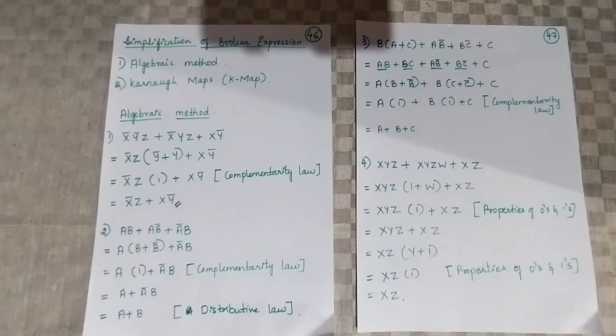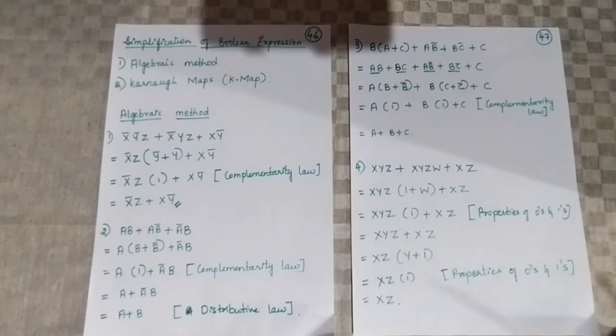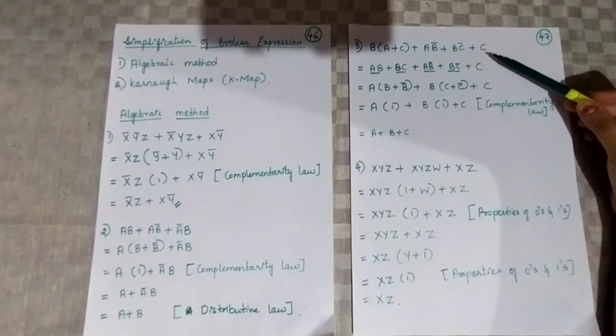So A plus A complement B results in A plus B, that is by the distributive law. That is the third distributive law which we had seen. X plus X complement Y results in X plus Y. So when we are using this algebraic method, students, you have to take care that you are well versed with all the Boolean theorems and postulates to simplify them. So if you are well versed with them, you will be able to easily simplify the Boolean expressions using those laws and postulates.